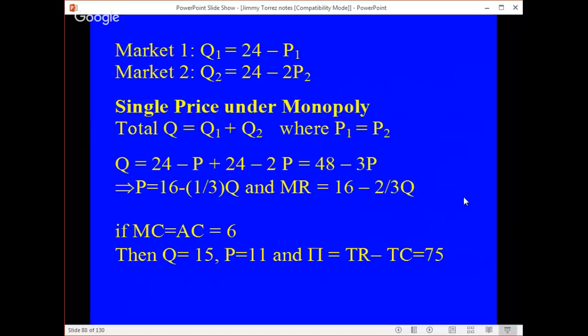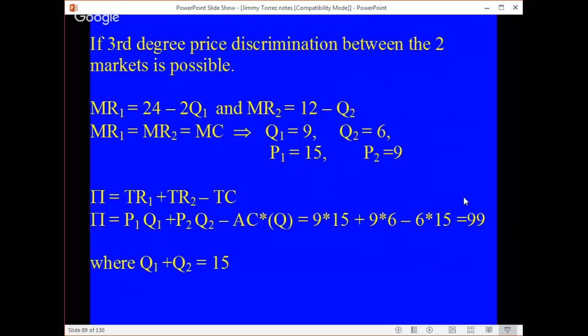I take these two groups and I don't separate them, I charge just the monopoly price. Okay. If I third degree price discriminate between these two, in other words, I charge a different price to each group according to their elasticity of demand, I do the same thing. I take each group's inverse demand curve, multiply it by Q to get total revenue. I take the derivative to get marginal revenue. And I set it equal to marginal cost, which we assume is 6. And I do the same thing for group 2.